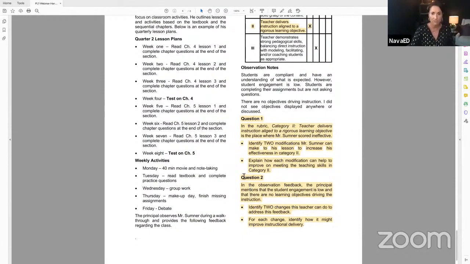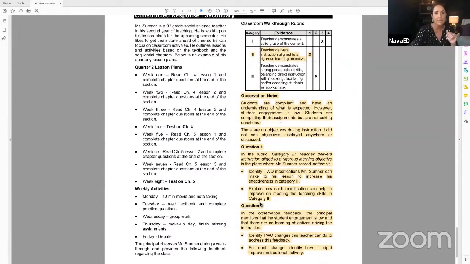In the observation feedback, which is right here, I'm going to highlight that. I only get 1 color to highlight in PDF, unfortunately. Otherwise, it would be purple and green and all that. But in the observation notes, the principal mentions that the student engagement is low and that there are no learning objectives driving instruction. Identify 2 changes this teacher can make to address the feedback, and for each change, identify how it will help.